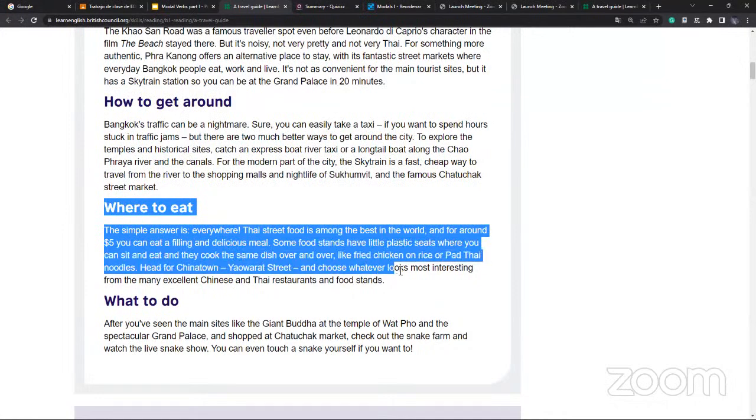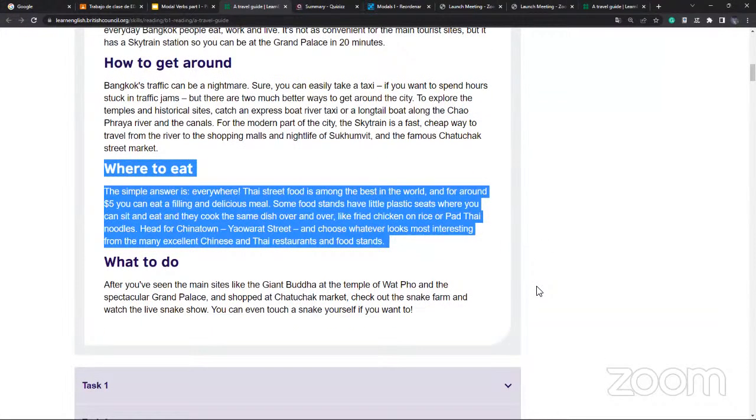Okay. Teacher Yolanda, you can read please the fourth paragraph. Of course, it's a pleasure. Where to eat? The simple answer is everywhere. Thai street food is among the best in the world, and for around $5, you can eat a filling and delicious meal. Some food stands have little plastic seats where you can sit and eat, and they cook the same dish over and over, like fried chicken on rice or pad thai noodles. Head for Chinatown, Yaowarat Street, and choose whatever looks most interesting from the many excellent Chinese and Thai restaurants and food stands. Bon appetit. Thank you.